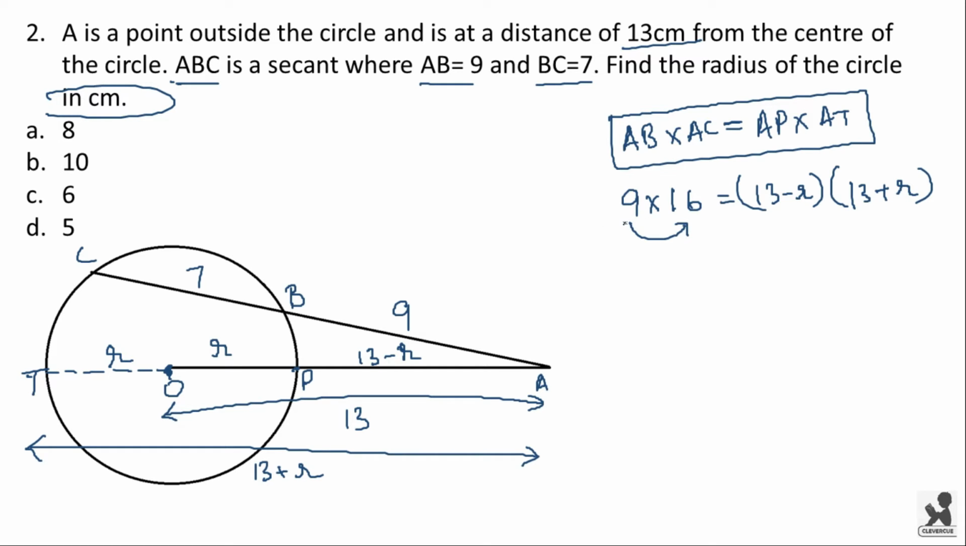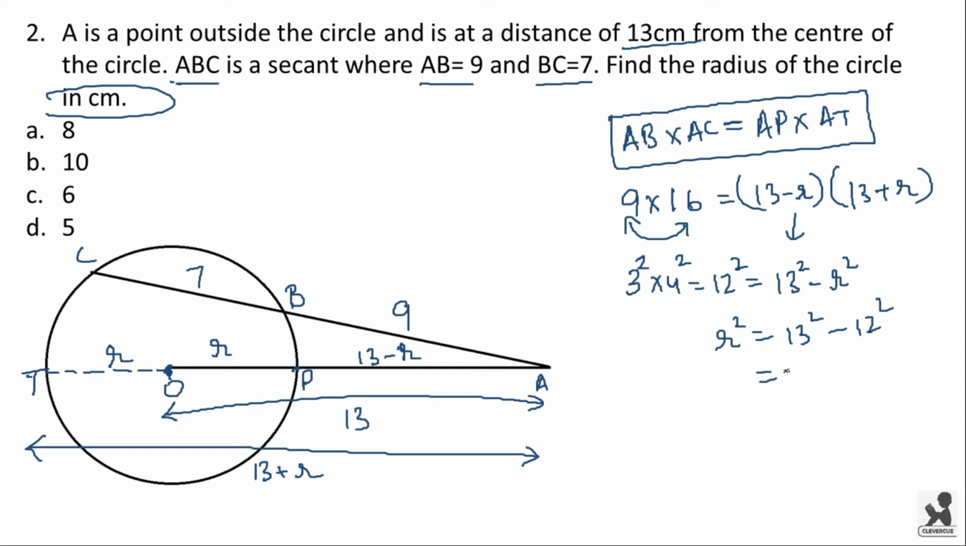Here we can see that this is 3 square into 4 square. So we can write this as 3 into 4 whole square. I'll write this 3 square into 4 square, which is equal to 12 square. Here from this we get 13 square minus R square. Now we get R square is equal to 13 square minus 12 square.